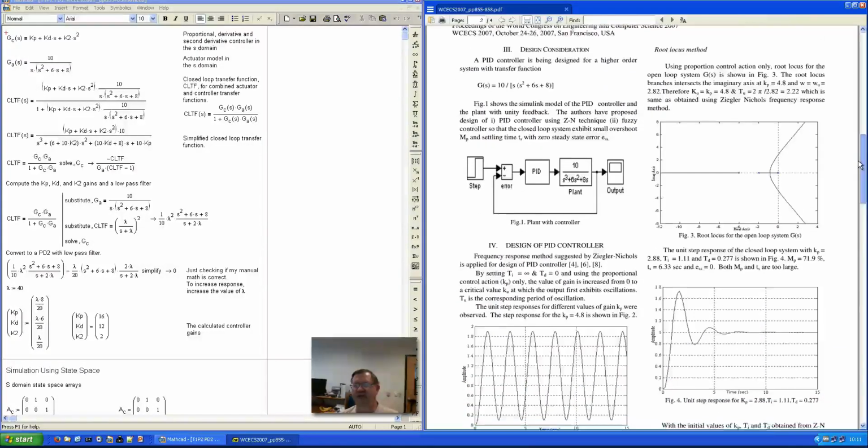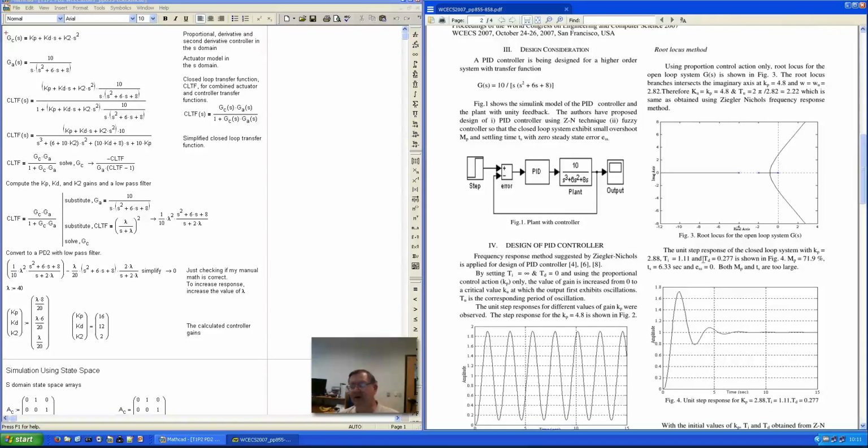And this is the first part of interest. You can see that he knows what the plant is. This is the open loop plant, and this is the same thing that I have over here. I call it an actuator, so I call it G sub A. But you can see we're using the same Laplace transform to represent the open loop plant. And you can see his closed loop plant is here.